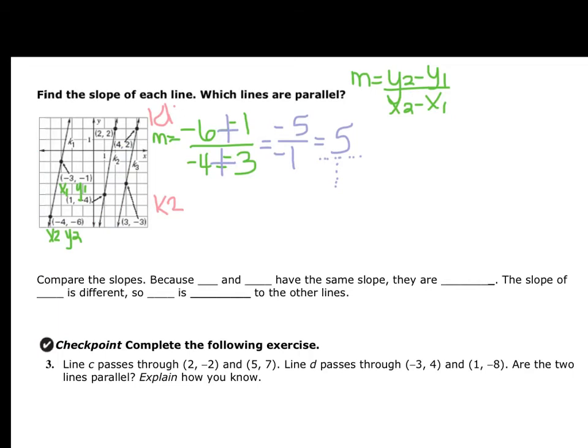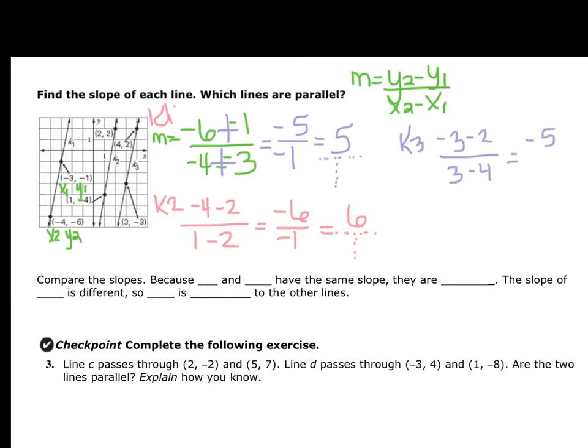So now we have to find the slopes of the other lines. So K2. All right, so we have y2 minus y1 over x2 minus x1. So this is going to be a negative 6 over negative 1. Again, two negatives make a positive. This is 6, or 6 over 1, same thing. Now let's try line K3. So we have y2 minus y1 over x2 minus x1. So negative 3 minus 2 is negative 5. This is going to be negative 1. Two negatives make a positive. So here's the slope of K3.